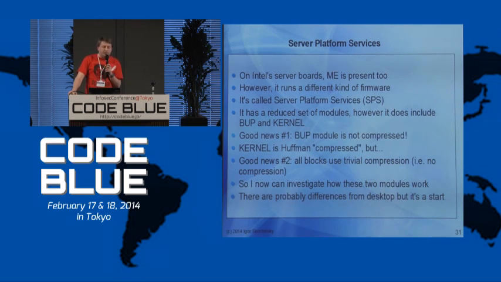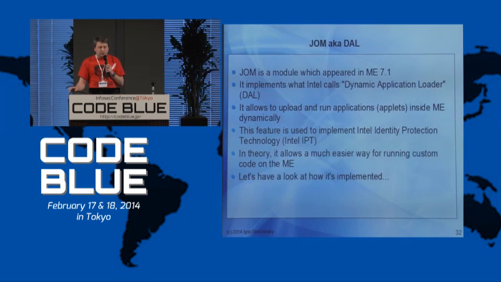When I looked at them, I found actually that bring up is not compressed, which was very nice because I could see the code and look at how it's implemented. And then I looked at the kernel module, and it is also compressed. But in fact, this compression is trivial. It's just marked as compressed, but all the blocks are non-compressed. So I can just reconstruct those blocks and analyze them. So this was very useful progress. I could look at how those two modules are implemented. And there are some differences from the desktop, I guess, but still I can look at them.